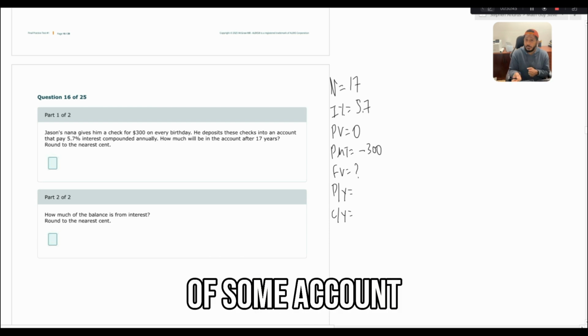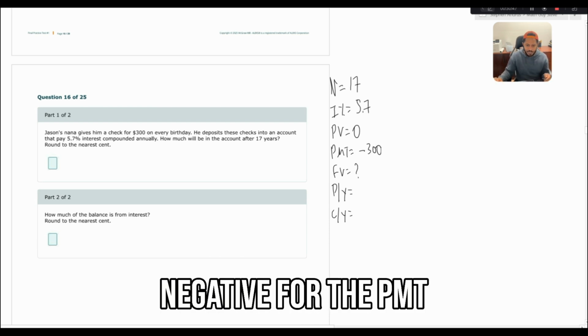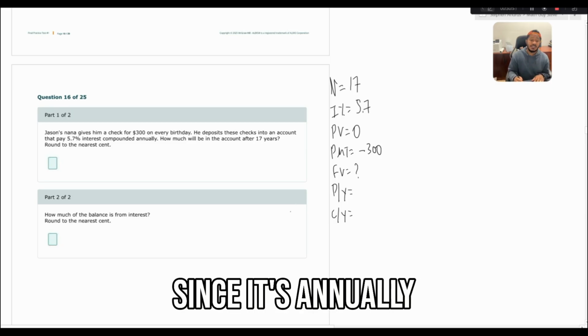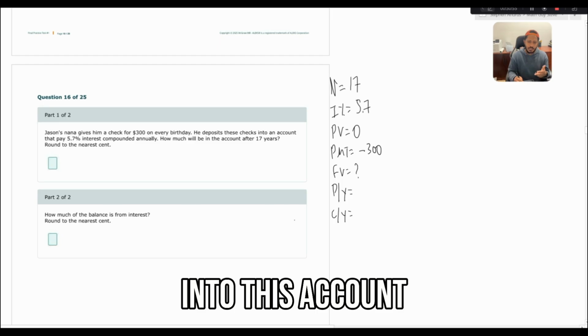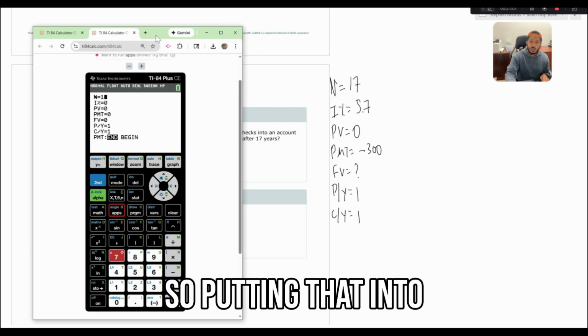Because it's coming out of some account, so always put the negative for the PMT. And then payments per year, compounds per year. Since it says compounded annually, and we're only paying into this account once a year, then PY and CY are both going to be 1. So putting that into your calculator.